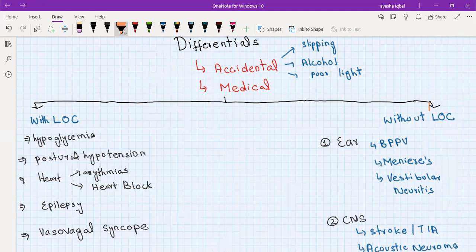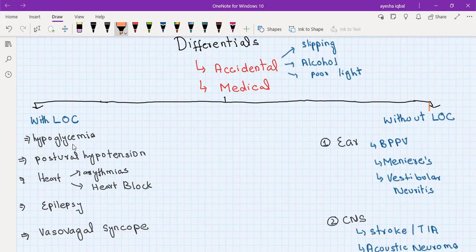Postural hypotension means that the blood pressure falls when the patient stands up, and when he stands up, there is a sudden fall in the blood pressure and he falls to the ground. Then cardiac causes, so arrhythmias and heart block. Then epilepsy, which is basically seizures, and then vasovagal syncope. So vasovagal syncope is when a person sees an unpleasant sight or smells an unpleasant smell, and all of a sudden he drops to the ground. This is called vasovagal syncope.